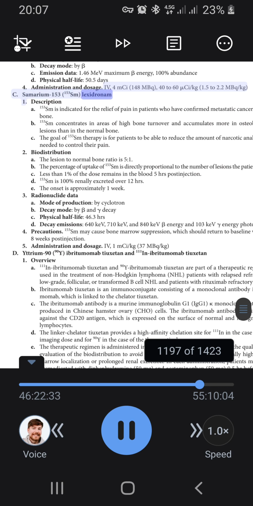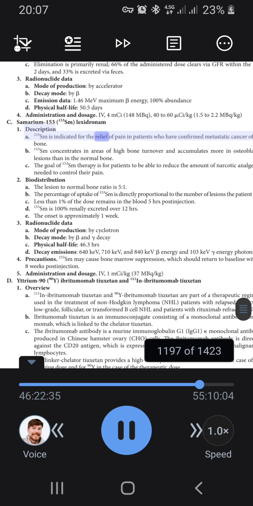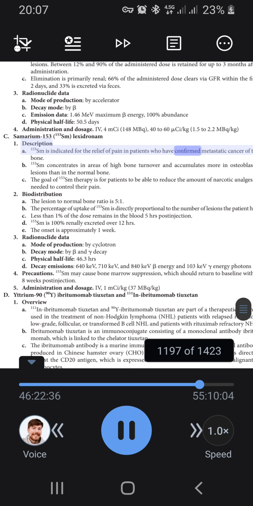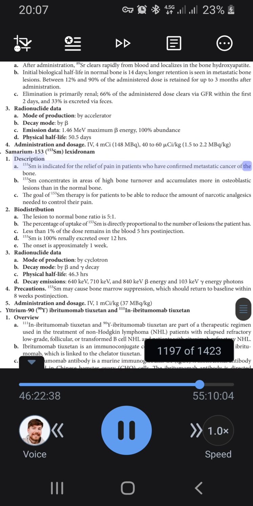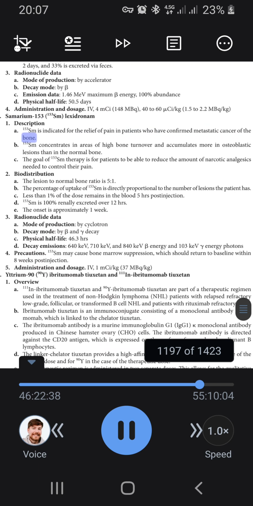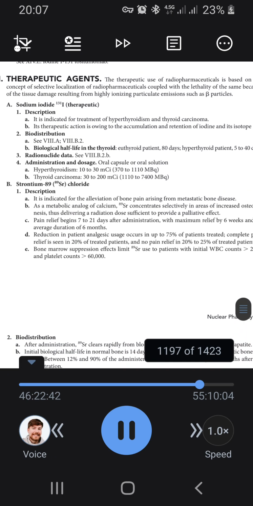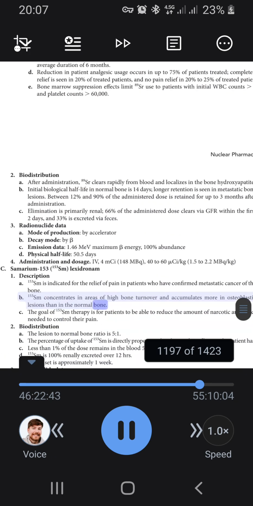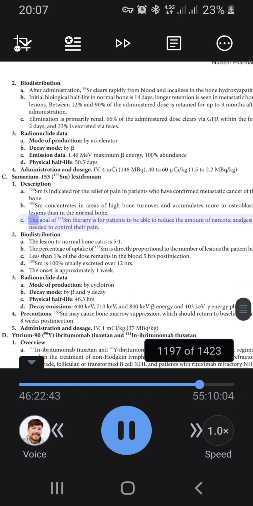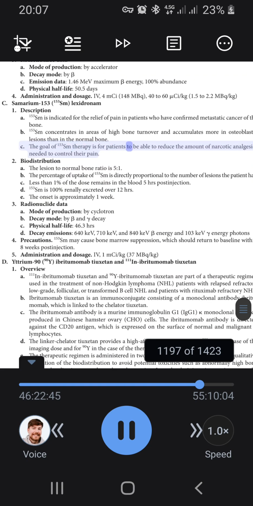153Sm lexidronam. 1. Description. A. 153Sm is indicated for the relief of pain in patients who have confirmed metastatic cancer of the bone. B. 153Sm concentrates in areas of high bone turnover and accumulates more in osteoblastic lesions than in the normal bone. C. The goal of 153Sm therapy is for patients to be able to reduce the amount of narcotic analgesics needed to control their pain.